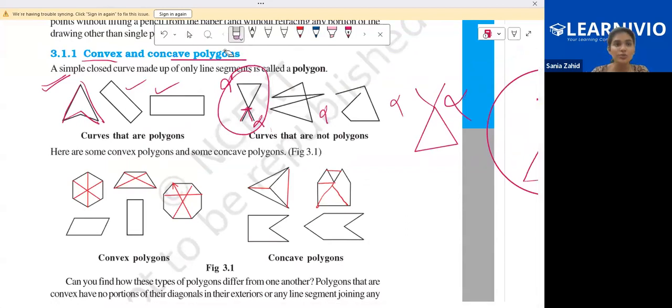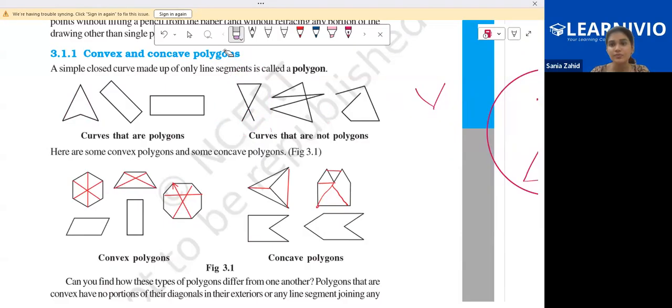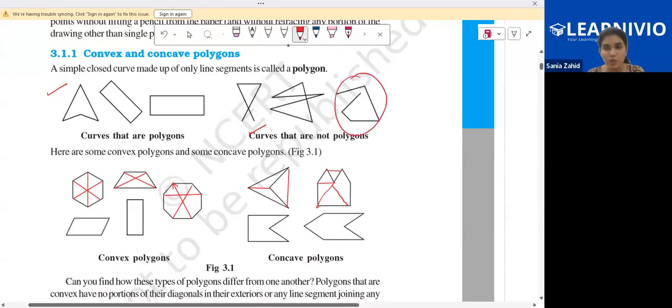Okay, now what are polygons and what are not polygons? This can also be asked to you. For example, this is your figure. All of these are closed curves, simple closed curves, so these are all polygons. If you look at these figures, first of all, this one is not closed, so it is not a polygon. If I formed this line also, it could be called a polygon, but as it is, it's not a polygon because it is not closed.